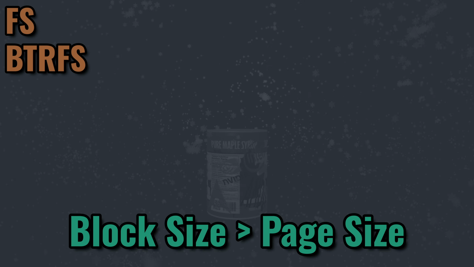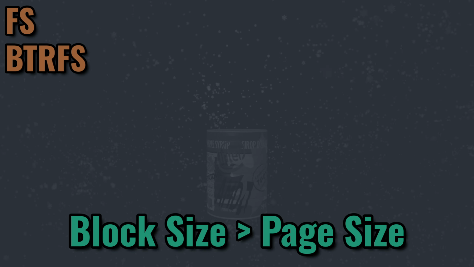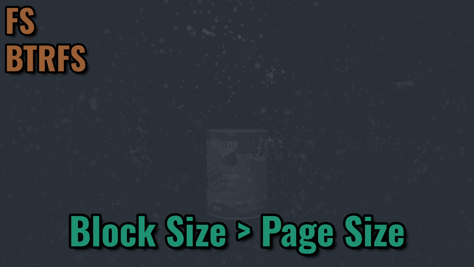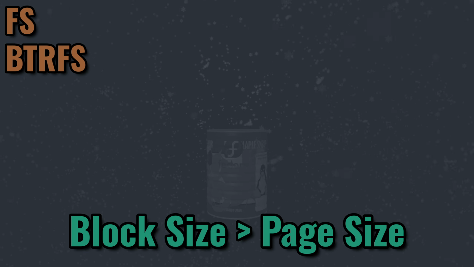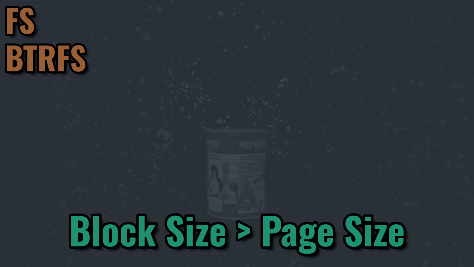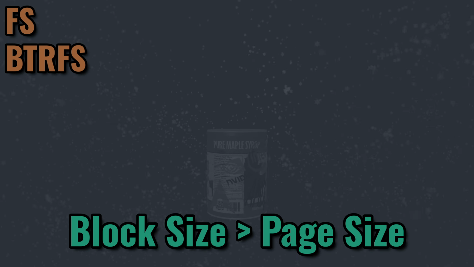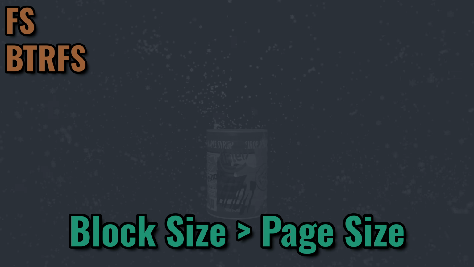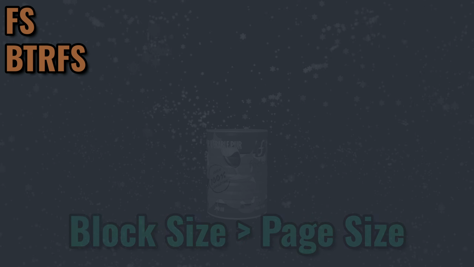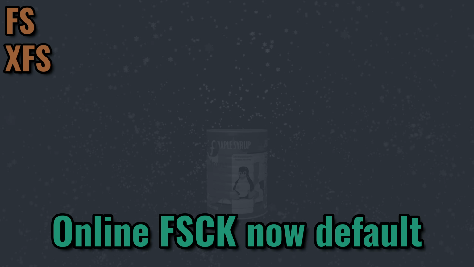We also have initial support for block size being greater than the kernel page size. This is still experimental, so I'm not going to get into it that much because we don't have a lot of features. We don't have RAID 5, we don't have RAID 6, no direct I/O, and a bunch of other things that are disabled when you enable this feature. So it is a good thing that we will probably cover way deeper in a future kernel whenever it gets stable. Now let's go to XFS where the online FSCK, so file system check, is now enabled by default.